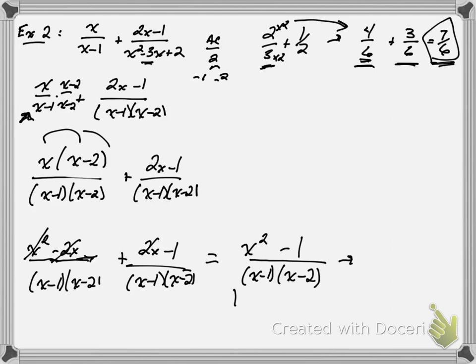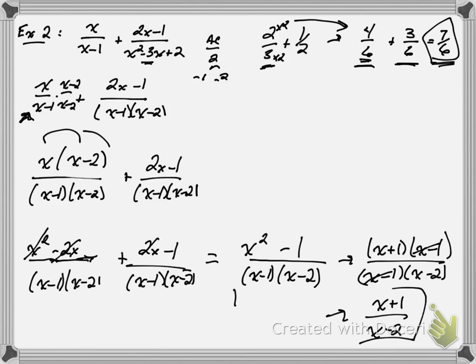So let's factor the top. Difference of perfect squares, x plus 1, x minus 1, over x minus 1, x minus 2. Cancel, cancel, and end up with x plus 1 over x minus 2. Final answer. Remember, we need to state restrictions on our domain or our variable. So what can't x equal? Again, go back to find anywhere in the denominator here. We have an x minus 1 and an x minus 2, so x can't equal 1 or 2.